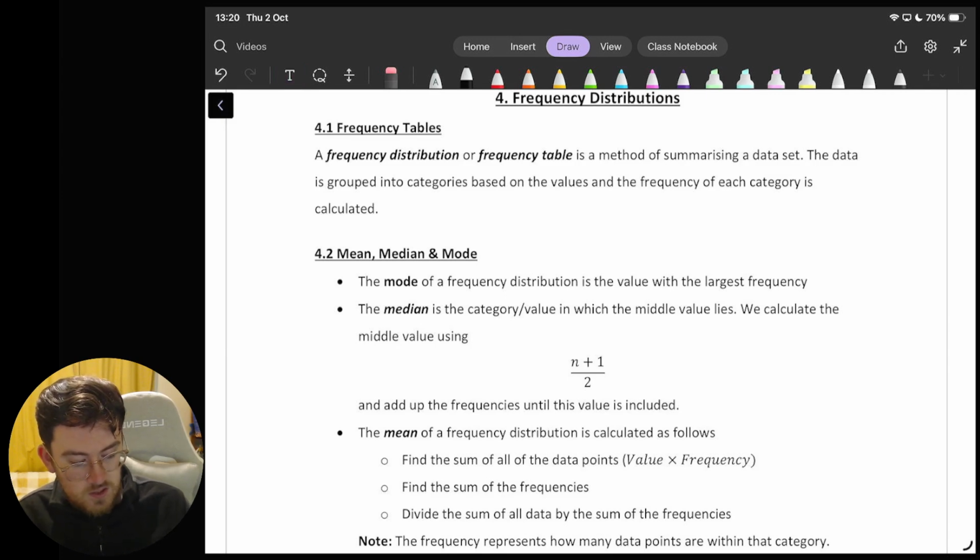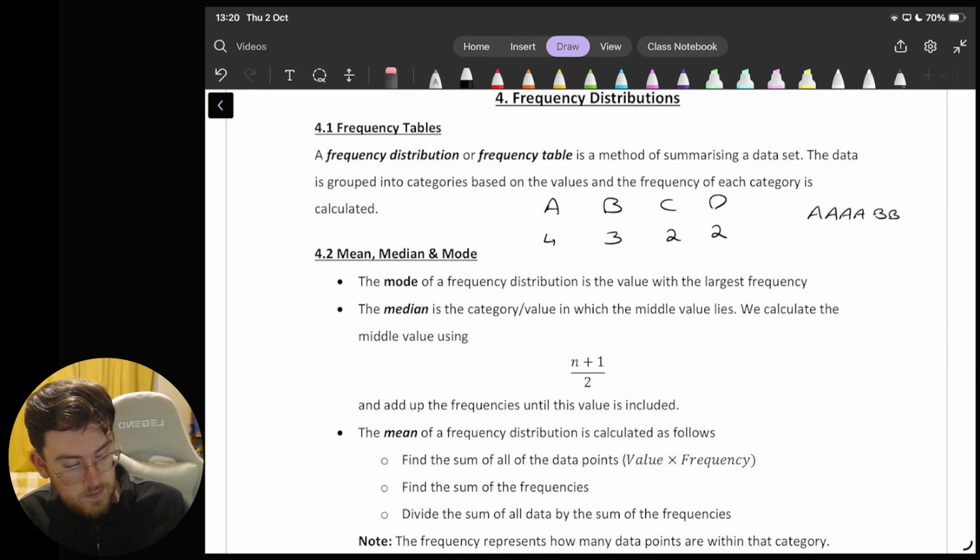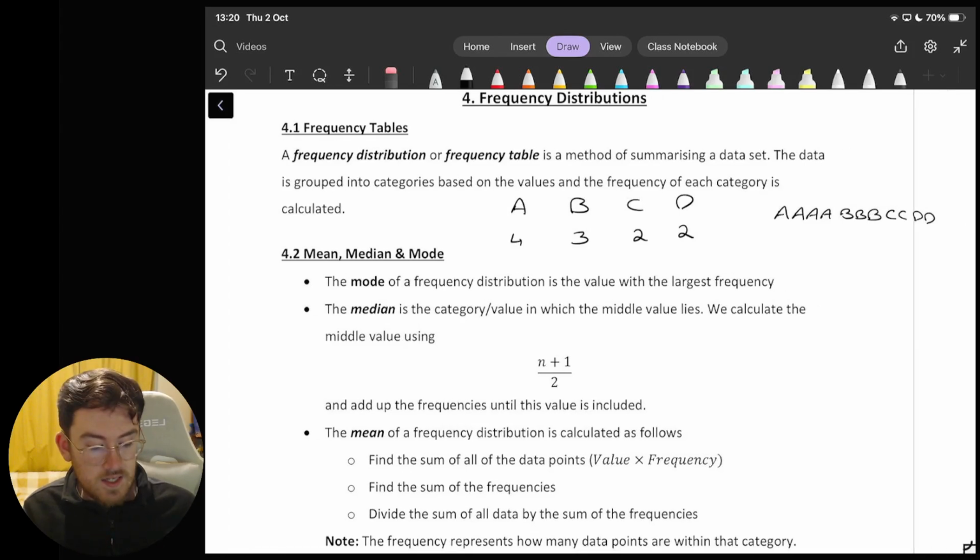So if I had a situation where I have four letters A, B, C, and D, and their frequencies are 4, 3, 2, 2, what that really means is that my actual data set is A, A, A, A, B, B, B, C, C, D, D. That's my actual data set, but this table is much clearer. It lets me see straight away there are four A's, there are two C's, and I'm able to do calculations around that much easier than just listing out the numbers. So it's a way of summarizing it, but making it more accessible for calculations.